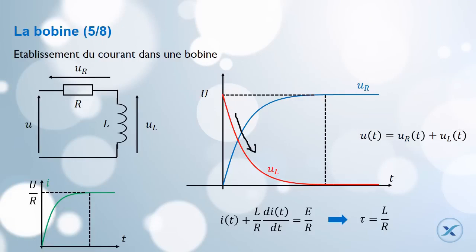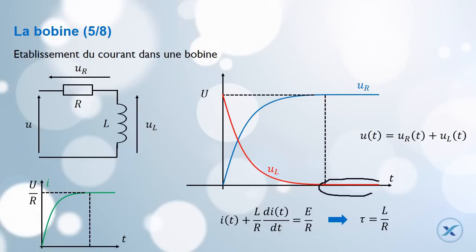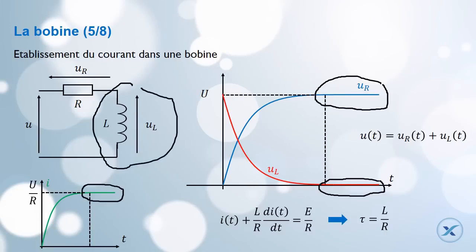So that's the transient state of the inductor. And once UL has finally reached 0, the inductor has stored all the energy it could within its magnetic field. UR reaches a certain constant, and the current is then established. In steady state, the inductor behaves like a closed switch, like a wire.